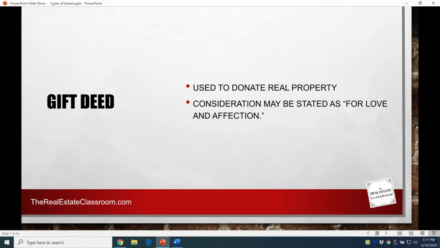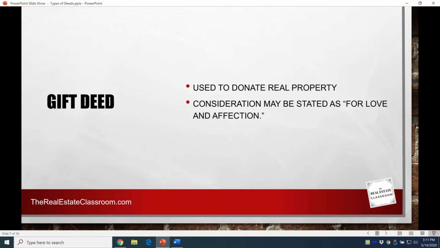A gift deed. A gift deed is unique to those that are conveying title to property by gift. So if you're going to gift a piece of property to a nonprofit, let's say your church, in that case you would use a gift deed.